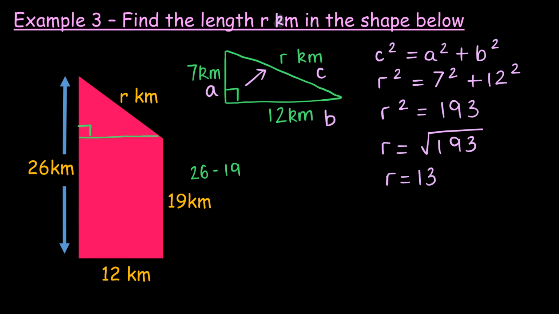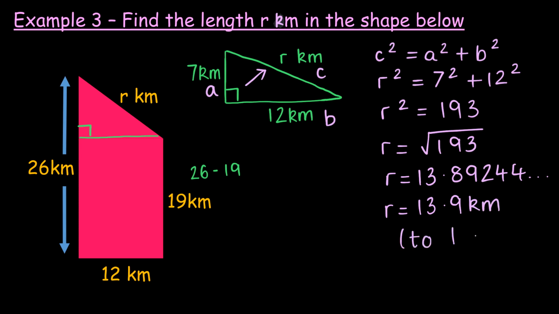which is 13.8924... So just write maybe 4 or 5 decimal places and just show the dots just to make it clear that you know that this number is going to go on forever and ever until you round it. And we're going to round it just again to 1 decimal place, so to 13.9 kilometers. Just going to make clear that I'm rounding that to 1 decimal place. And that is the sloping length, r kilometers.